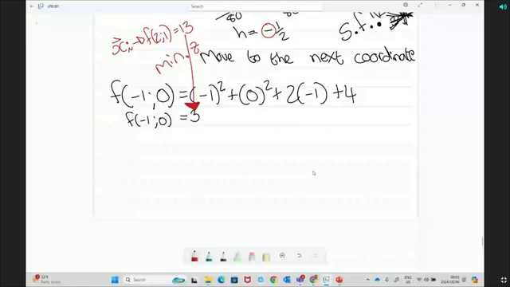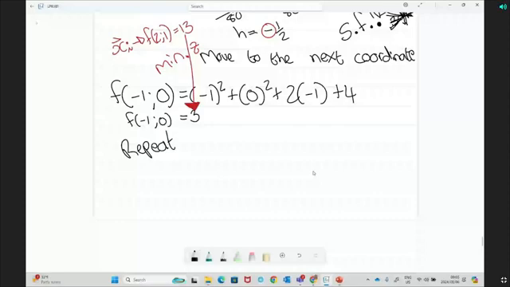So repeat. Step number 1 was to go and find the gradient at that coordinate, right? So we have to find the gradient at that coordinate. So we do our first partial derivatives. But we don't have to do it again, guys. We do have our first partial derivatives. The function didn't change. It's just a coordinate.